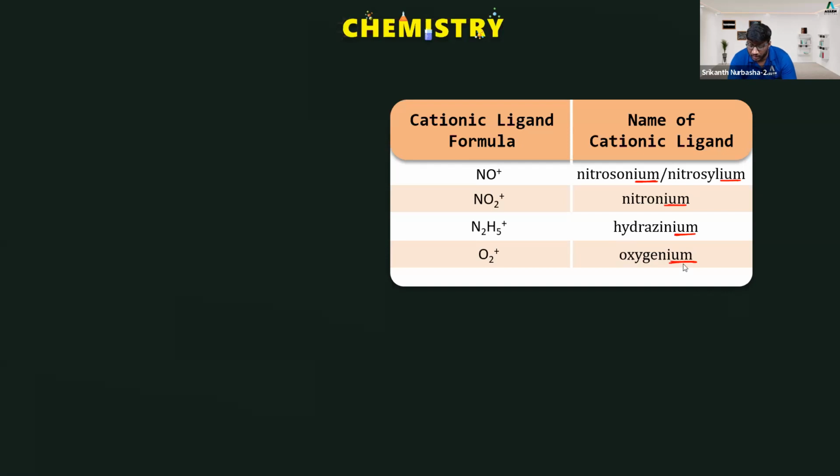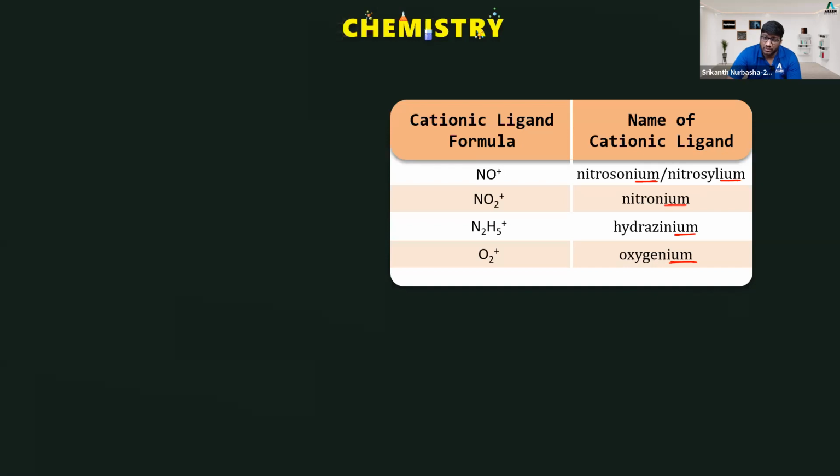NO plus. Here, if you look at the structures, the nitrogen will be having a lone pair of electrons, even though they are positively charged. Since the nitrogen possesses a lone pair of electrons, they are going to be acting as ligands. NO plus, NO2 plus, N2H5 plus, O2 plus.